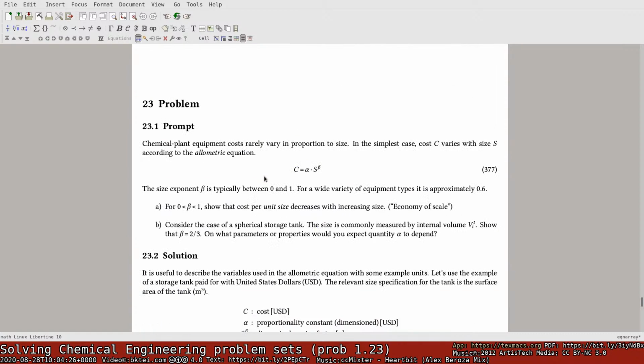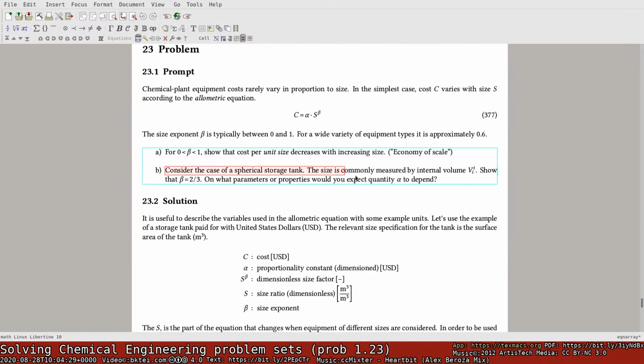Okay, going back up. Solving part B. Consider the case of a spherical storage tank. The size is commonly measured by internal volume V sub I superscript T. Show that beta is equal to 2/3. On what parameters or properties would you expect alpha to depend? Okay, so the alpha question is probably separate. Beta is equal to 2/3.